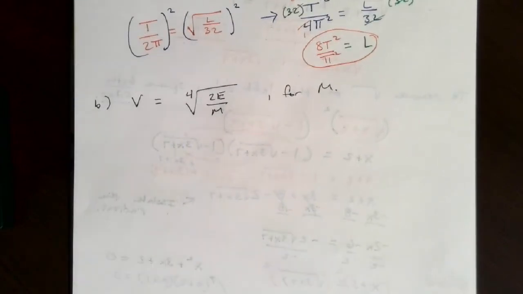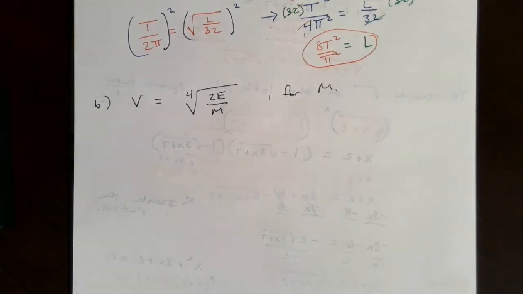For the next one here, we've got v equals the 4th root of 2e all over m. We're trying to solve this for m. Remember what that means. It means get m by itself on one side of the problem. The first thing you want to do, though, is notice m is inside that root. So you want to get the root out of the problem so you can get to the m.